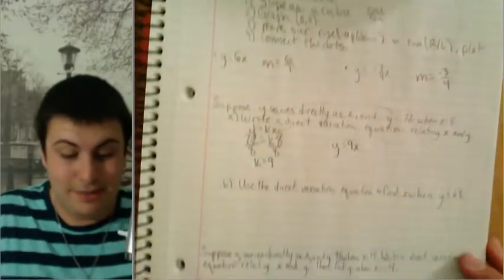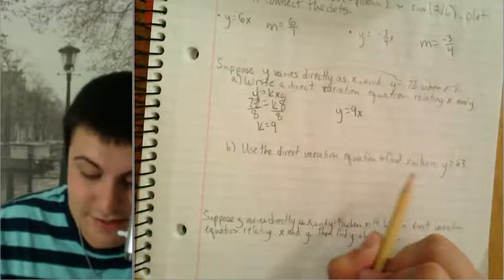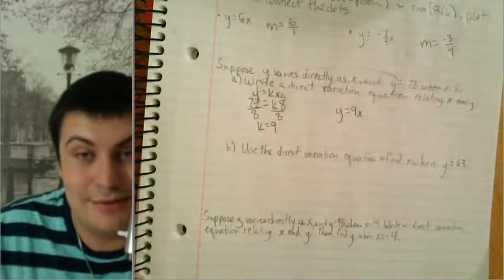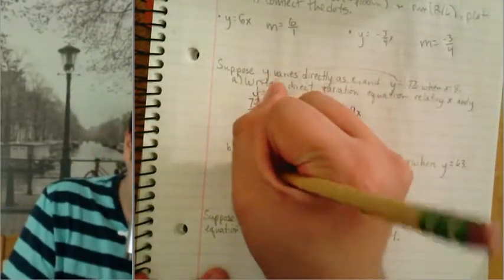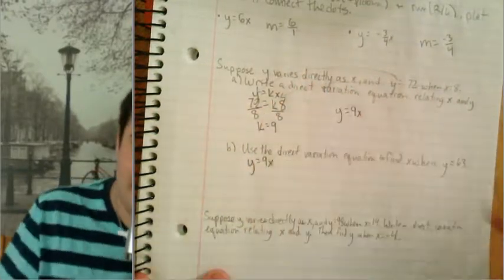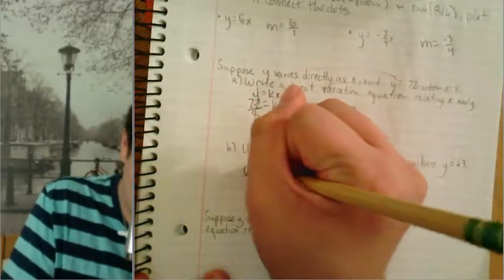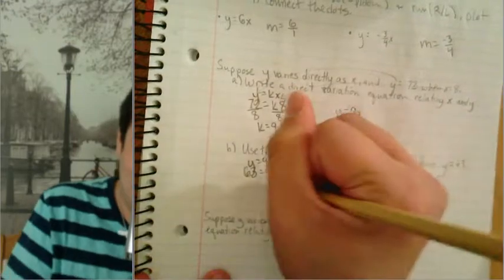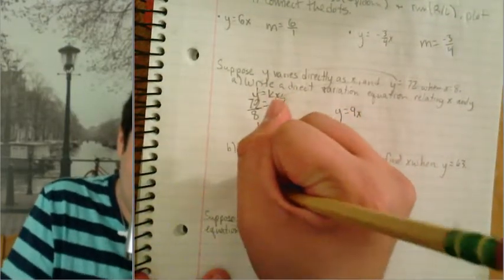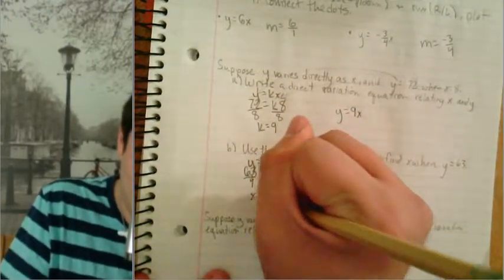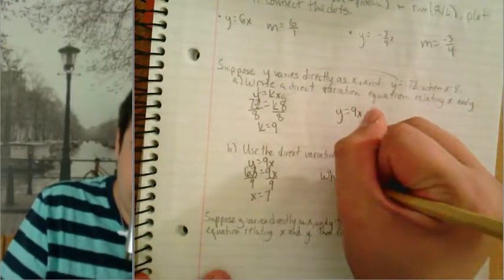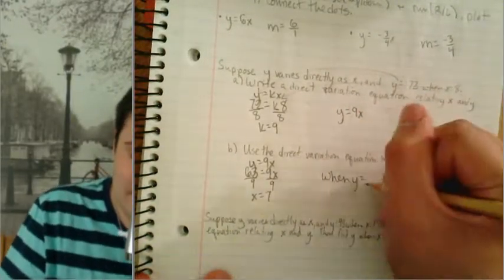Now, part B, I'm going to use that equation to find x when y equals 63. So I'm going to start with my y equals 9x. If I know y equals 63, then 63 equals 9x. I'm going to solve for x, so divide both sides by 9, and I'm going to see that x equals 7. So when y equals 63, x equals 7.